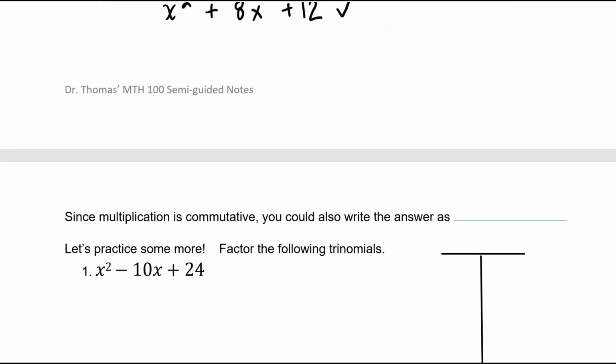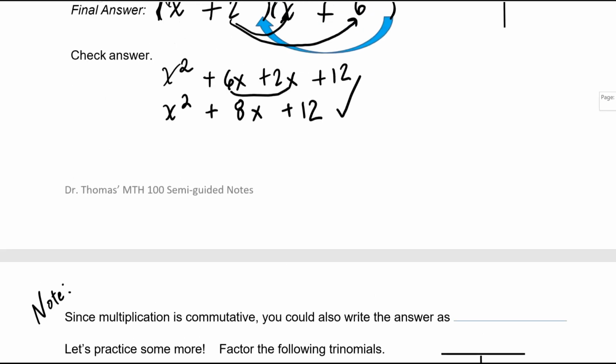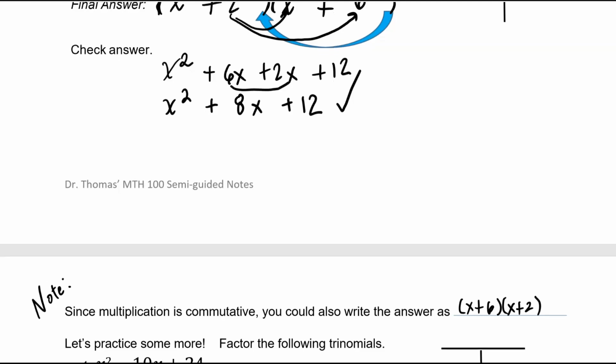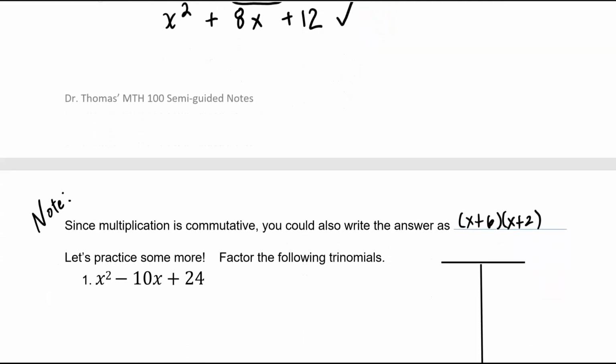Okay, here's a note that I want to go over before we move on to the next problem. Since multiplication is commutative, you could also write the previous answer as, well, since it was x plus 2 times x plus 6, you can also write it as x plus 6 times x plus 2. And you can check it to make sure, but you will get the same answer when you FOIL that out.